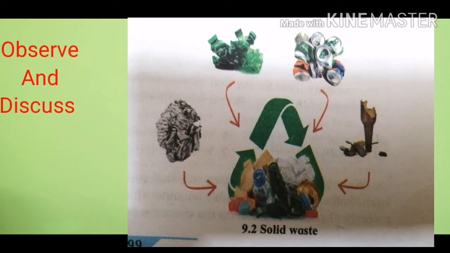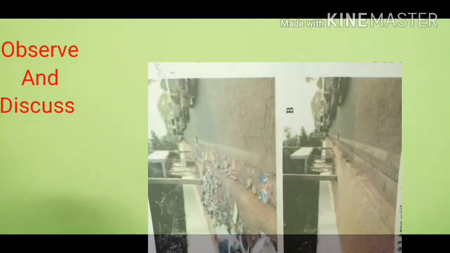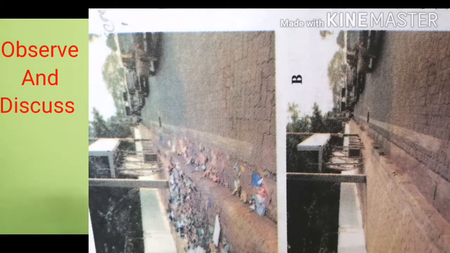Can we do the same with the garbage generated in our house? Think about it. Observe and discuss. See the first picture. This is an area of garbage at a bus stand, and in the second picture, a clean area of the bus stand. What is the main difference between what we see in the two pictures alongside? In the first picture, there is a lot of garbage on the bus stand, and the second picture is a very clean area.